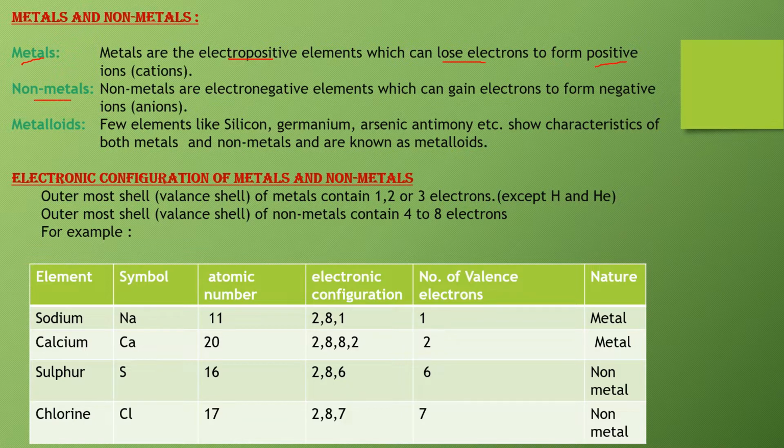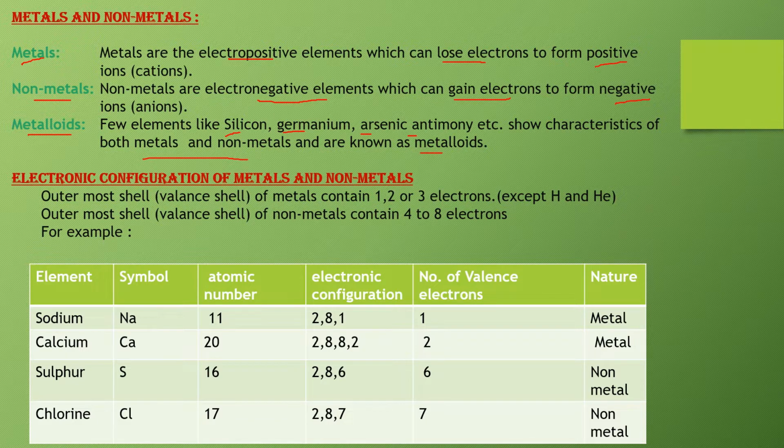Now, non-metals are electronegative elements which gain electrons and form negatively charged ions or anions. For example, chlorine, bromine, oxygen, nitrogen, etc. Now, the third category is metalloids. There are some elements like silicon, germanium, arsenic, antimony. They have characteristics of both metals and non-metals and they are known as metalloids.